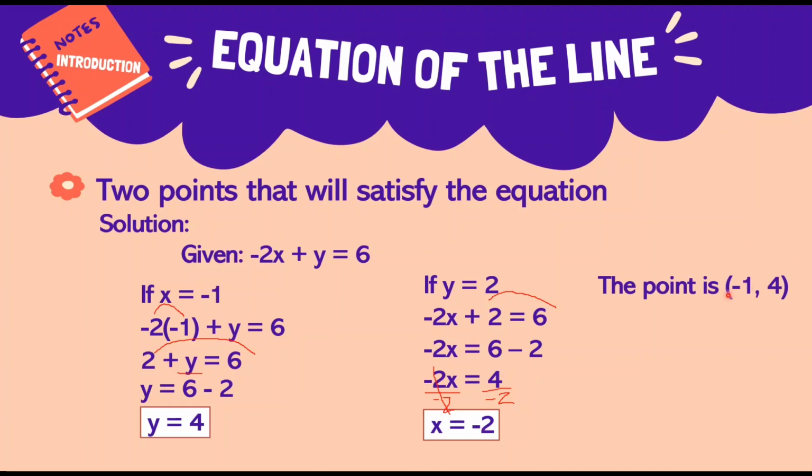So the first point, we have negative 1 and 4. Where did the negative 1 come from? Where did the 4 come from? The given here is negative 1, and the value we got for y is 4. So, that will be our first point. And then, our second point, we have the value of x is negative 2, and our given value of y is positive 2. So, therefore, those are our 2 points.